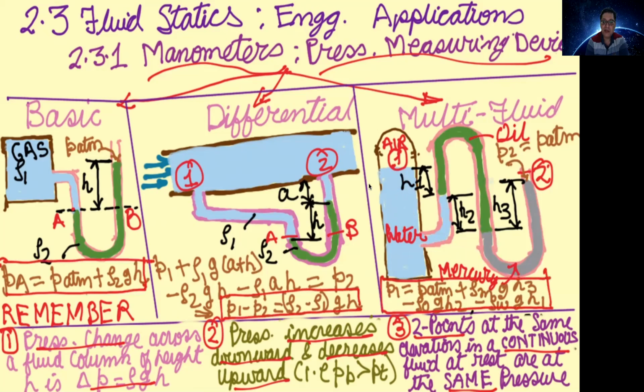So these are the final expressions. Note the difference among these 3 manometers: the differential pressure manometer gives you the difference of the pressure, whereas the basic and the multi-fluid manometers give you the absolute pressure, from which you can also obtain the gauge pressure.